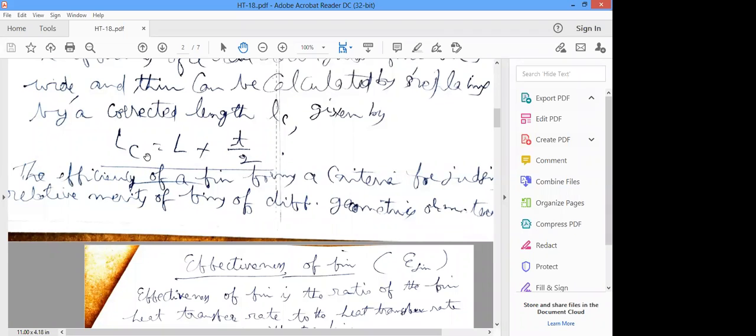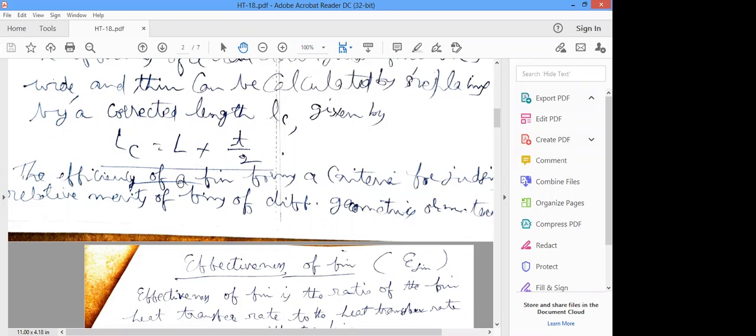So the corrected length Lc is equal to L plus t by 2. And why do you have to calculate the efficiency of the pin? It forms a criterion for judging the relative merits of pins of different geometries or materials.